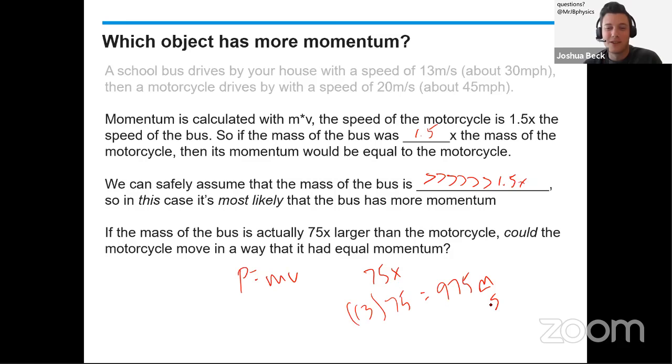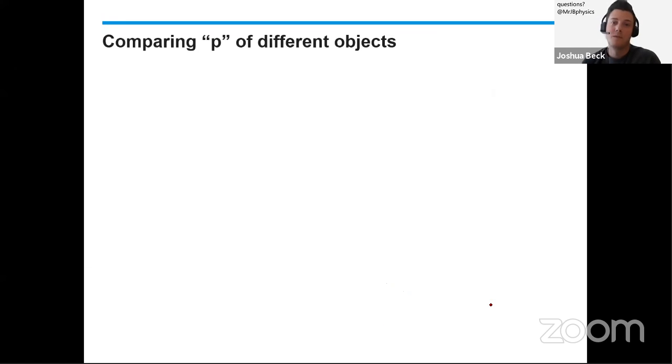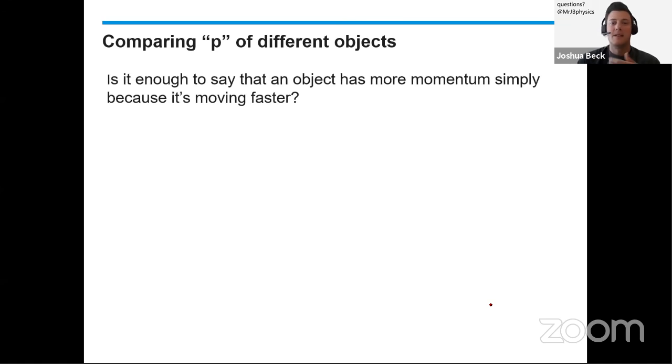So this motorcycle would have to be going 3 times the speed of sound. So while mathematically there's a way for this motorcycle to have the same momentum, realistically, within the constraints of our physical world, is it possible? I'd say probably not. Okay, so when we're going to compare the momentum of two different objects, and this will be important once we start looking at our systems, is it enough to say that an object has more momentum simply because it's moving faster?